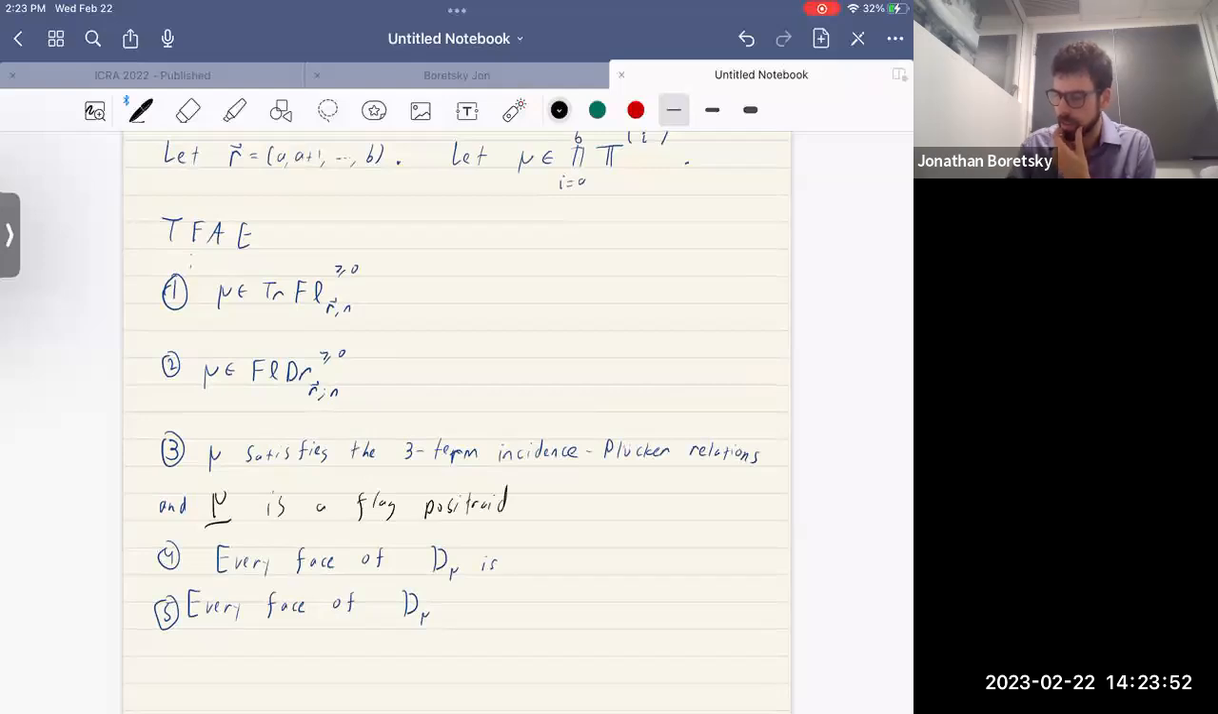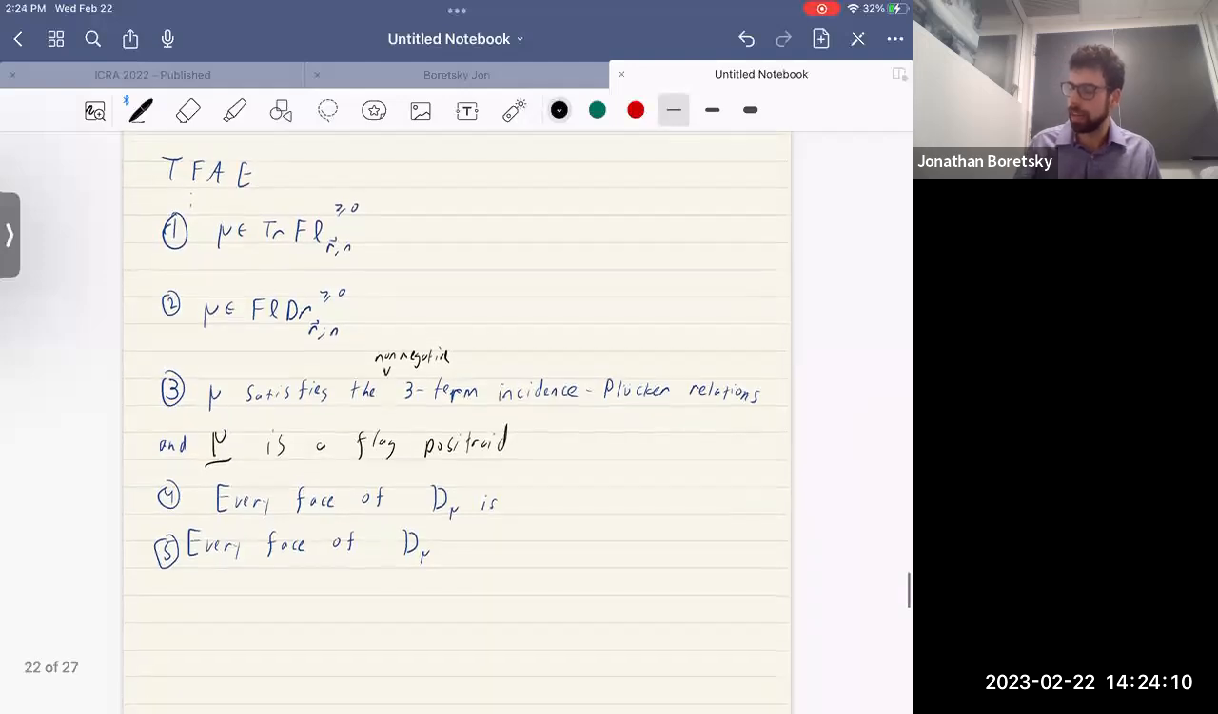So mu satisfies the non-negative 3-term incidence Plücker relations, and the support of mu is a flag positroid. So it's almost enough to satisfy the 3-term relations. They tell you almost everything. You just need to make sure you have the right support.